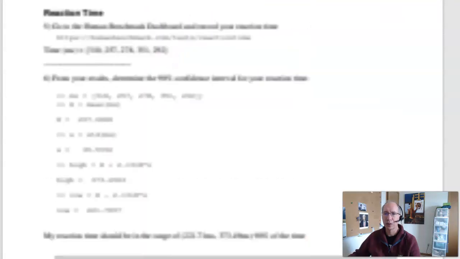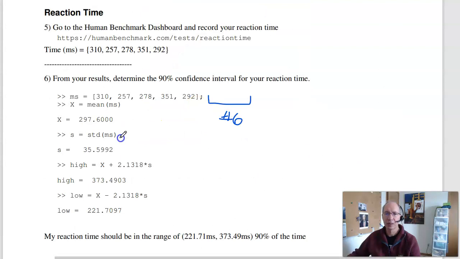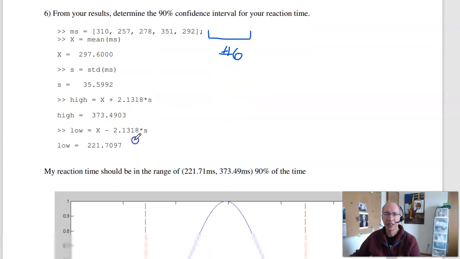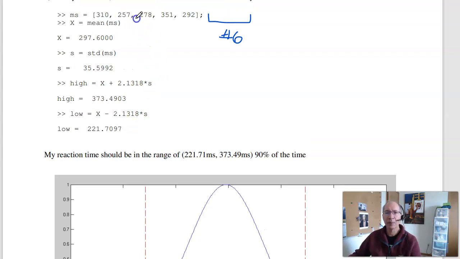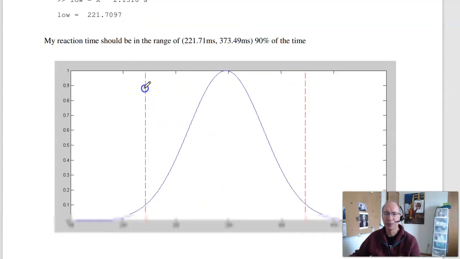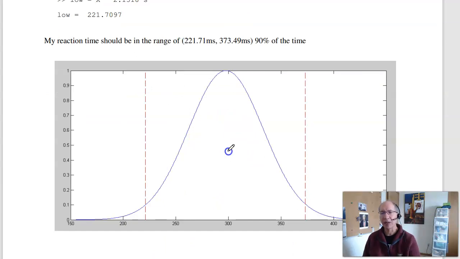Okay, where were we? There we are. So we'll go left and right, 2.13 standard deviations. It says the next time I run the experiment, my reaction time should be somewhere between 221 and 373, with a probability of 0.9. And that kind of makes sense. Looking at your data, the data lies between 221 and 373, so that's reasonable. And that's what it looks like as the PDF for my reaction time.